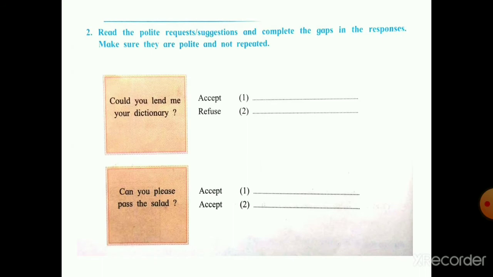Next question, read the polite requests or suggestions, then complete the gaps in the responses. Make sure they are polite and not repeated. Okay, so first question, could you lend me your dictionary? So how to accept? Yes, here it is. And how to refuse it? I can't because I am using it now. Second question, can you please pass the salad? So in acceptance you can say sure, or here you are.